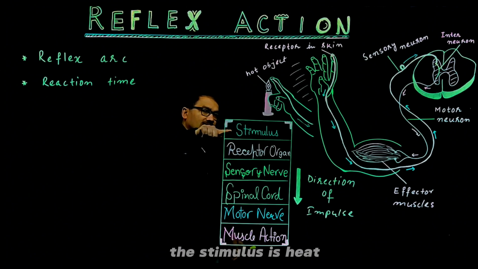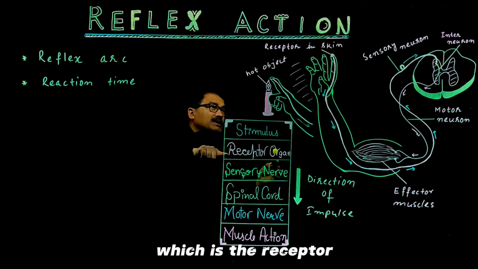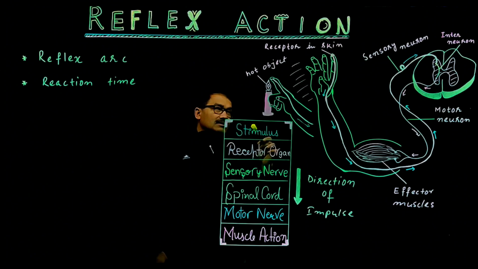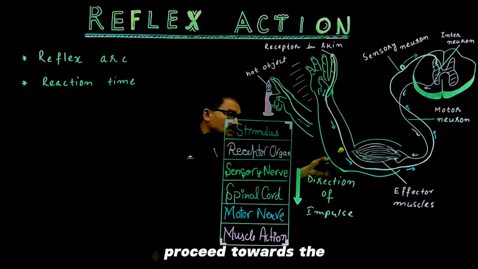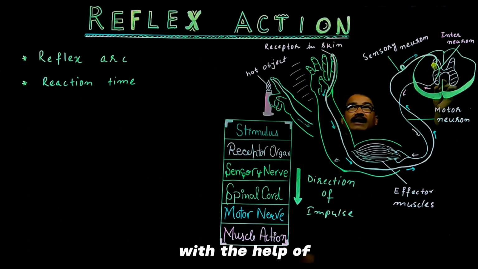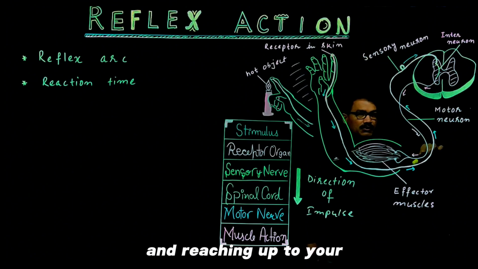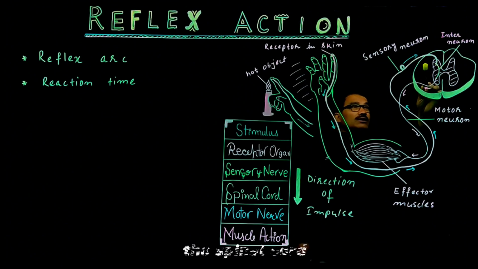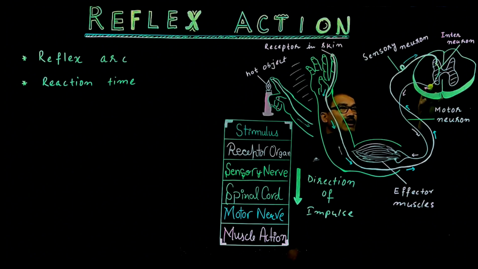First, in this case, the stimulus is heat, and this heat is received by your fingertip, which is the receptor organ, and then the stimulus is converted into an electrical impulse, and that electrical impulse proceeds towards the spinal cord with the help of a sensory neuron. Remember, a sensory neuron is a single cell starting from your fingertip and reaching up to your spinal cord. The spinal cord will receive the impulse, it will interpret the impulse, and it will take the necessary action which will be delivered to the effector muscle with the help of a motor neuron.